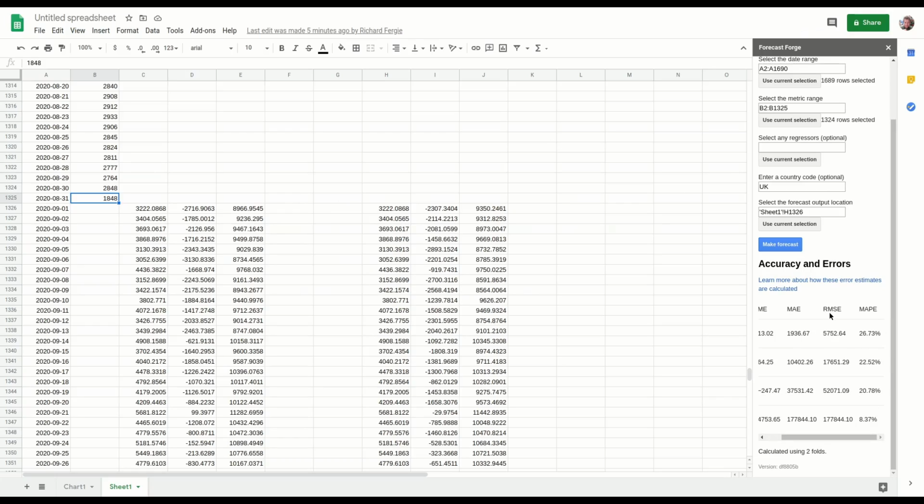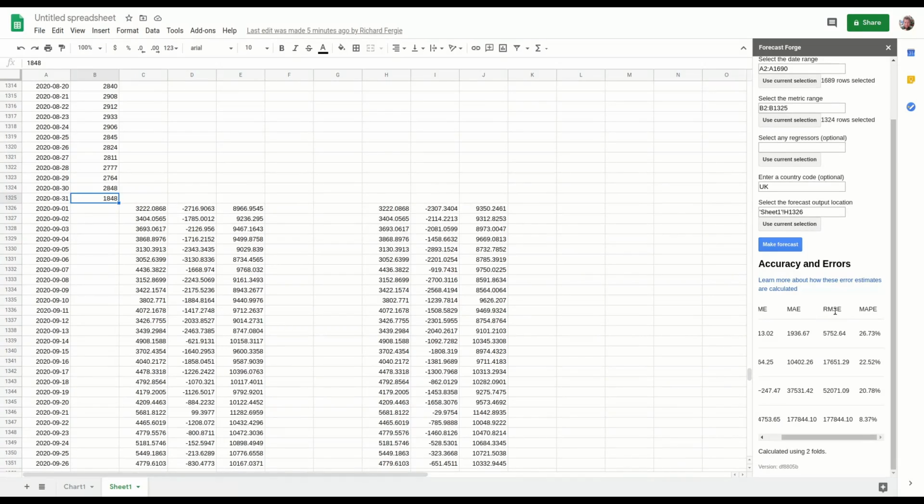RMSE stands for root mean squared error. When you square a negative number, you get a positive number, so that's another way of making sure that the errors can't cancel out. And in addition to that, the squaring makes bigger errors worse.